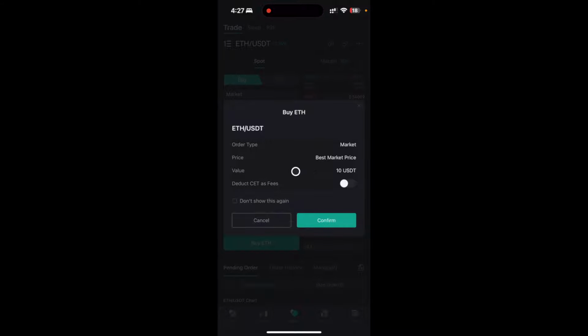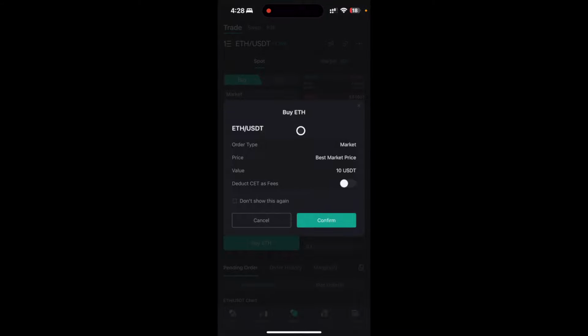Same thing applies to Binance, right? If you have got some BNB in your wallet, Binance can use those BNB for transaction fees. And by doing that, you're going to pay less in transaction fees.